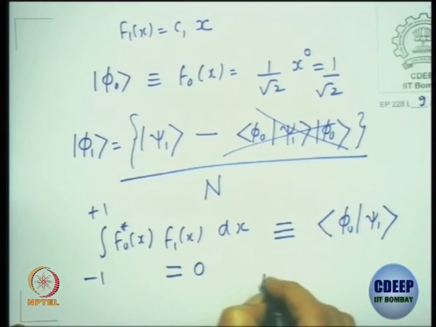So you can write what is phi 1, which is, what is that? What is the c1 coefficient? Can you check it? Okay, so do you get square root of 3 by 2?